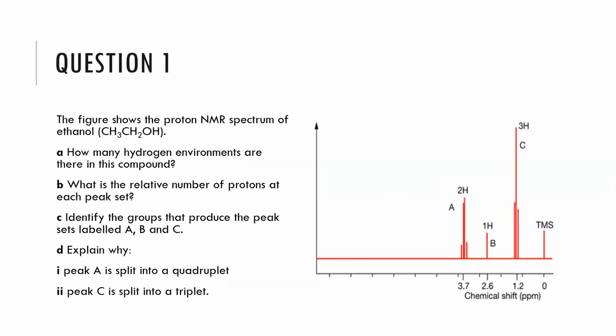So I want you to have a look at this one. This is the NMR spectrum of ethanol, CH3CH2OH. Predict the number of environments that you would expect to see, the relative number of protons in each peak set. Remember that corresponds to our integral ratio. Identify the groups that produce the peak sets A, B, and C listed on the spectrum we see, and explain the splitting that we observe. Pause the video, have a go at doing this one yourself, and then come back and see what the solution is.